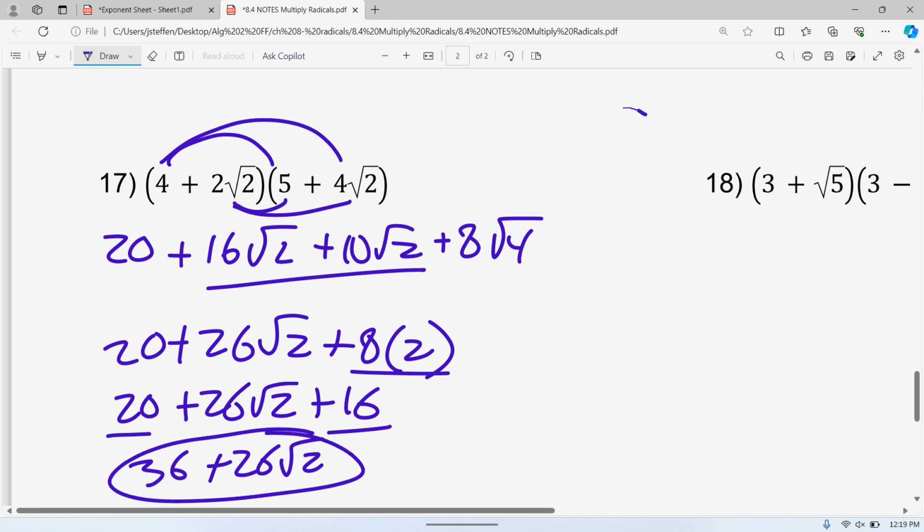A lot of them do work out that way, where you can end up canceling. You have a nice perfect square, but it doesn't always work that way.